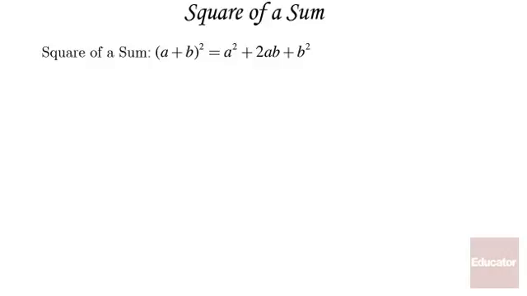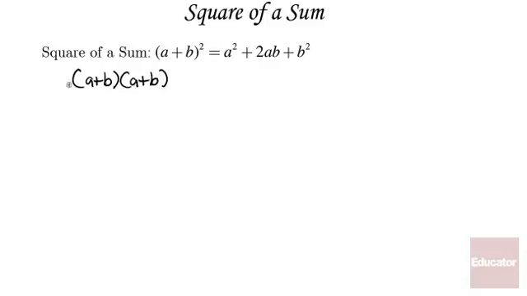So there are a few rules for special products, and if you memorize these equations, it will give you a great shortcut into solving certain types of equations. The first special product is the square of a sum. And the square of a sum is actually the square of a binomial.